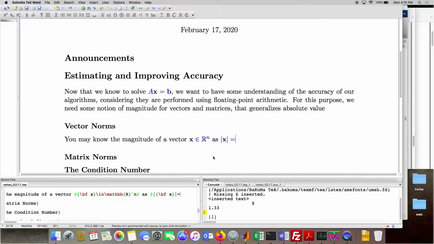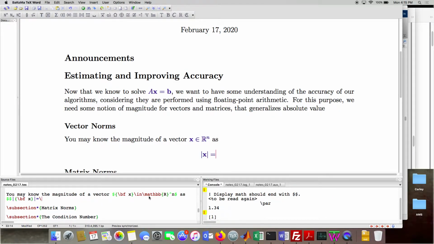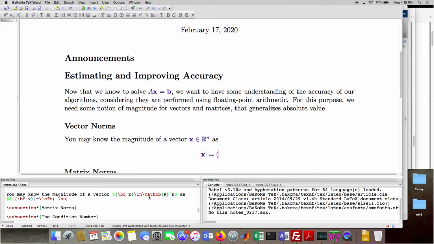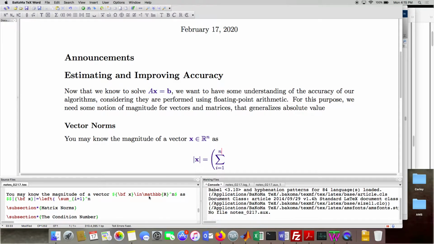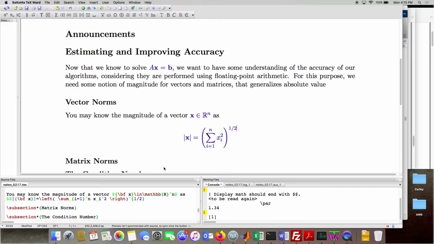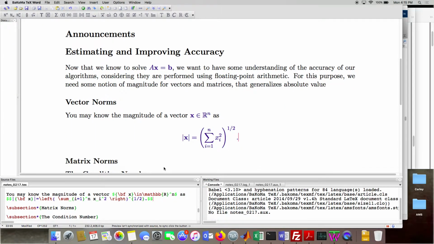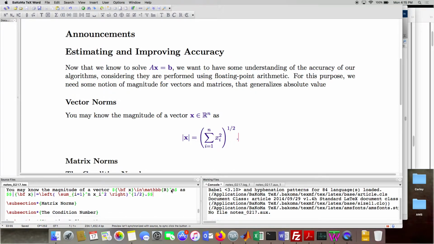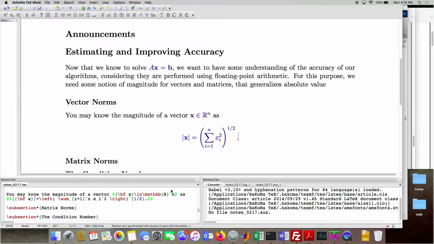The notation I was using in the calculus text that I most recently used here was, again, still using absolute value signs. Okay, I'll just make this a display equation. Yeah, so square root of the sum of squares. And that will work for us. We can use that as a notion of magnitude as well, at least for vectors. But there are other ones too that are also quite useful.